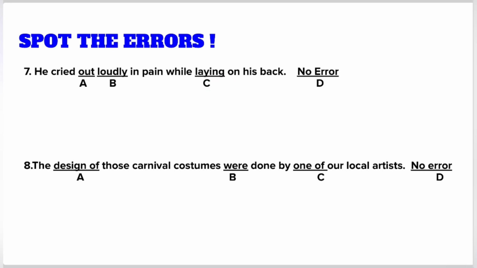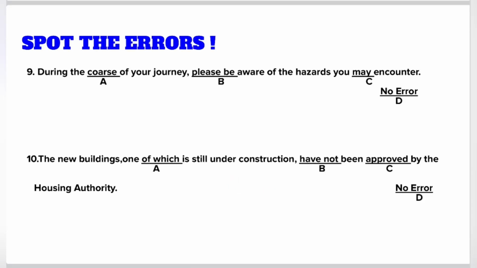Number 8. The design of those carnival costumes were done by one of our local artists. Correct. The answer is B. The design of those carnival costumes was, because we're talking about the design, one design, therefore the verb should have been was. Good job.